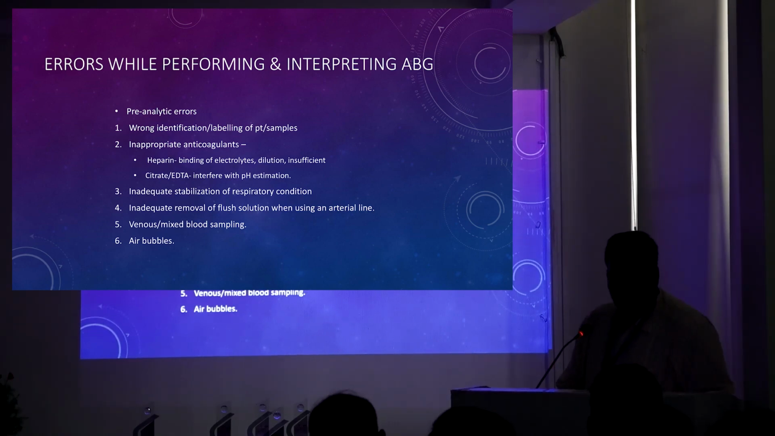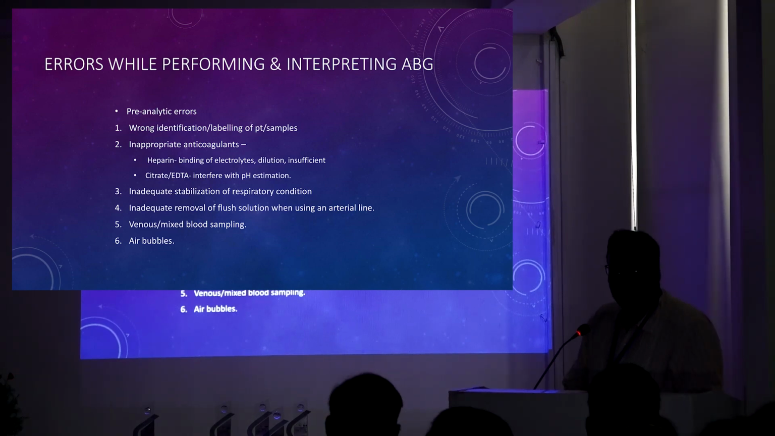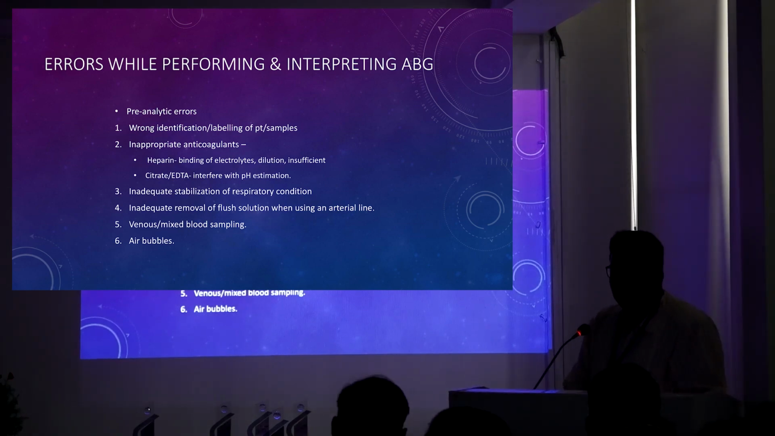Errors, like any test, are an inherent part of the ABG, and the problem with ABG is that it is susceptible to errors both pre-analytical and post-analytical. The post-analytical part we can master by interpreting more and more ABGs, but the problem is with the pre-analytical part, because in most ICUs we medics don't do it ourselves. We have our brothers or sisters or technicians doing it, and when we are interpreting it, unless we know what the pre-analytical errors are, we can't take it with a pinch of salt.